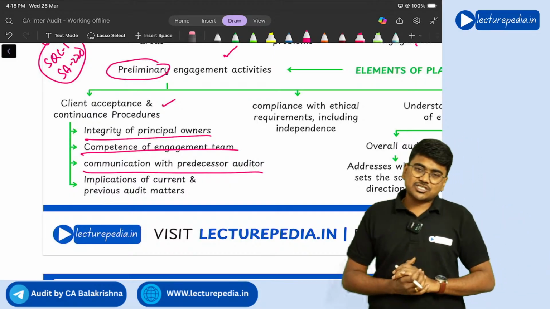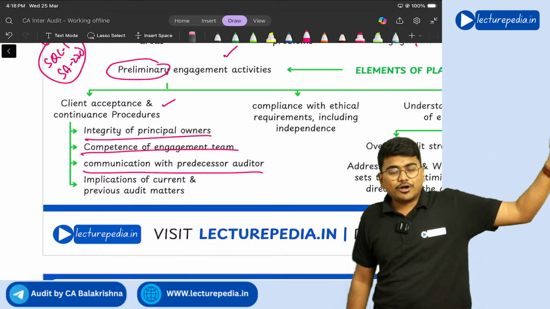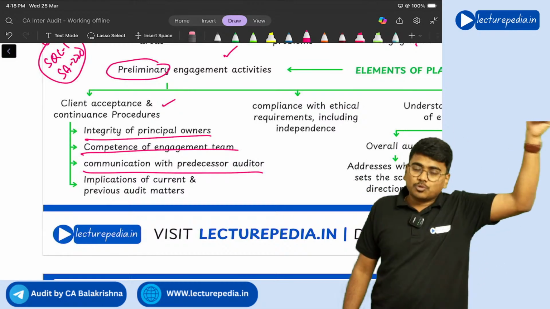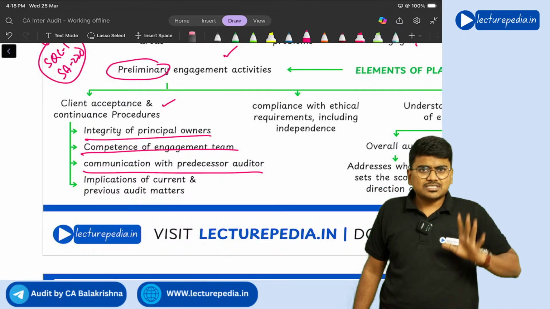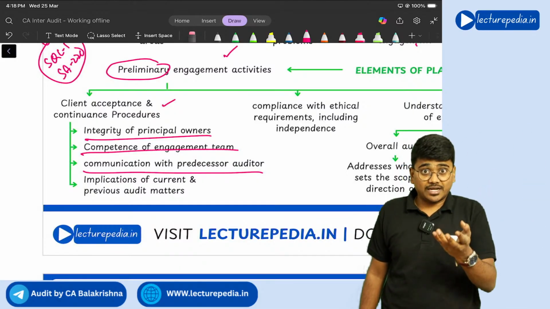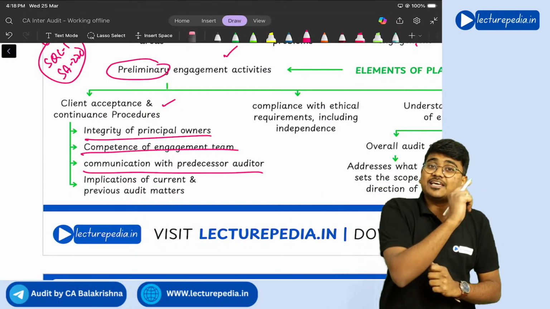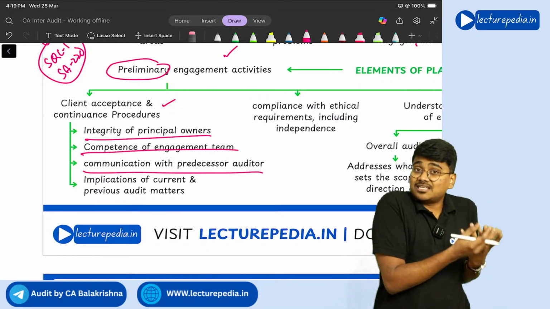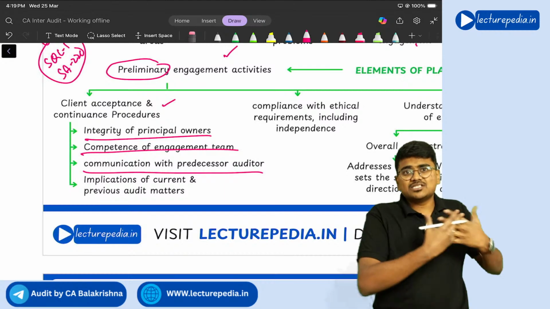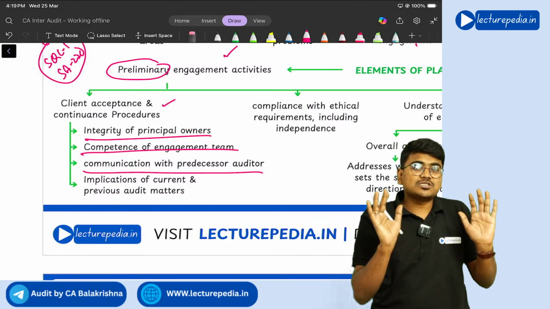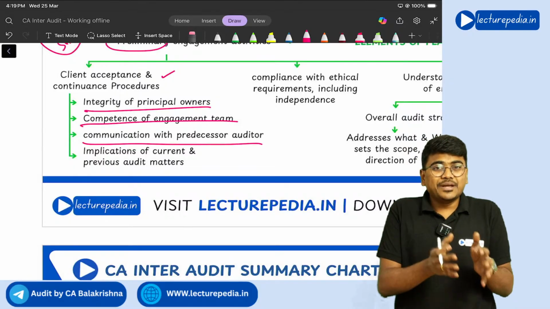Next, communication with the predecessor auditor. See, that client has come to you for the first time. Now, in the previous year, some other auditor might have audited that client. That client has removed that previous auditor and come to you. If it has removed the previous auditor, there could have been some reason why the client removed the previous auditor, right? So before accepting this engagement, you have to communicate with the predecessor auditor, asking him why the management has removed you. Do you have anything to communicate with me? Please communicate. Like this, you need to obtain a NOC, no objection certificate, from the predecessor auditor. So that also comes under preliminary engagement activity.